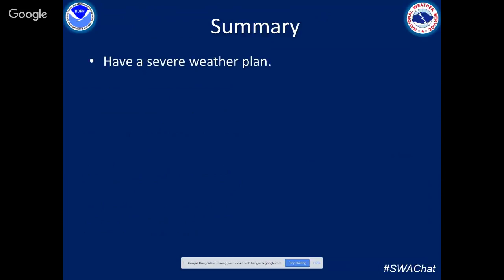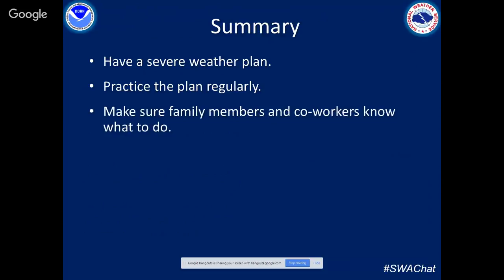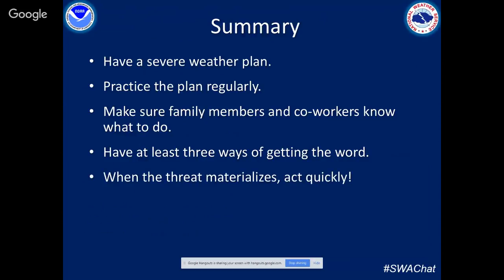So summarizing, again, have a severe weather plan, practice that plan regularly. Make sure that your family members, your coworkers know what to do. Family members in particular, in case you're separated when severe weather threatens, it'll put your mind at ease that you know that they know what to do if the storm threatens. Have at least 3 ways of getting that severe weather information. And again, when the threat materializes, act quickly. Use those precious minutes to get settled into your safe location and hopefully come out okay.